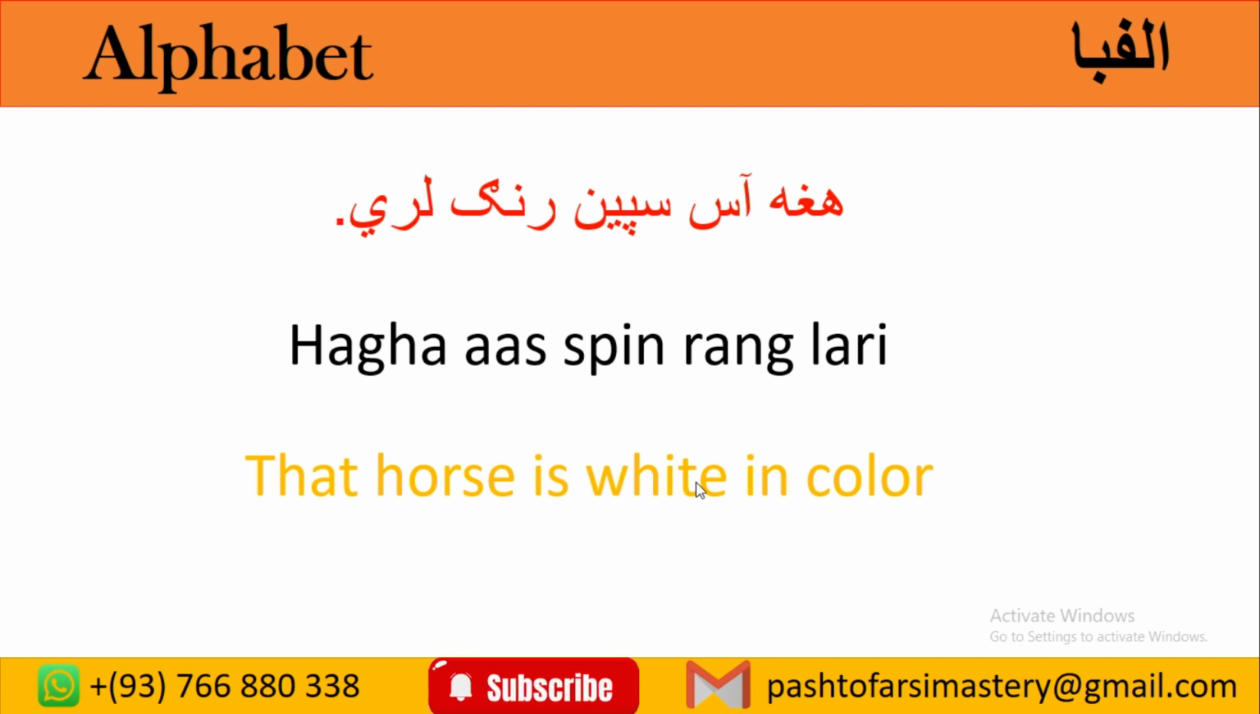It means that the horse is white in color. The proper meaning of لري is have or has, but in this case it acts like is. So that horse is white in color. If we translate this sentence in another way, in Pashto you can say: هغه آس په سپین رنګ کې دی. دی means is.